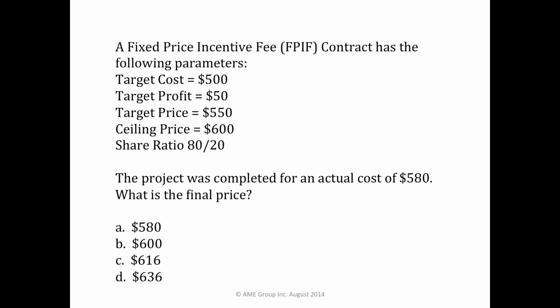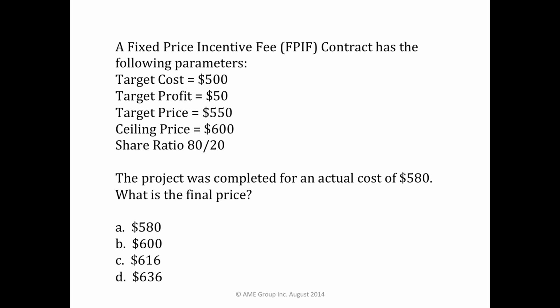We see a share ratio. This is a formula by which the buyer and seller will share any cost overruns or underruns. In this case, the share ratio is 80-20. The first number belongs to the buyer, the second number the seller. We'll get back to the share ratio later.